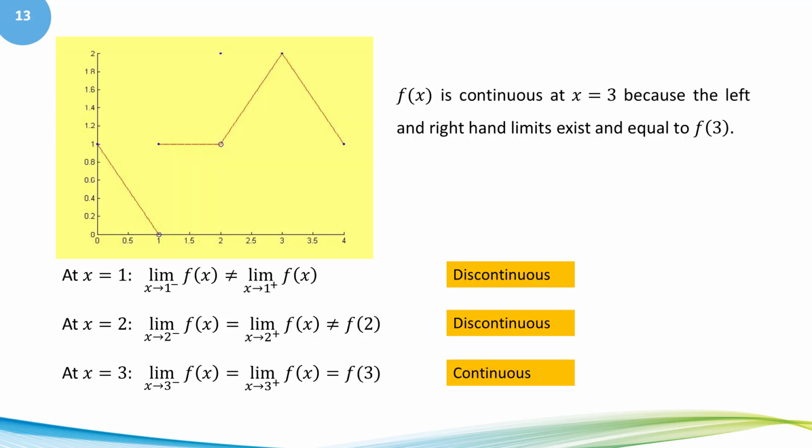Now let's go back to our example. At x equals 1, because the left limit is not equal to the right limit, the limit doesn't exist, so it is discontinuous at x equals 1. For x equals 2, because the limit and the value of the function are not equal, it is discontinuous. While at x equals 3, both the limit and the value are equal, so it is continuous at x equals 3.